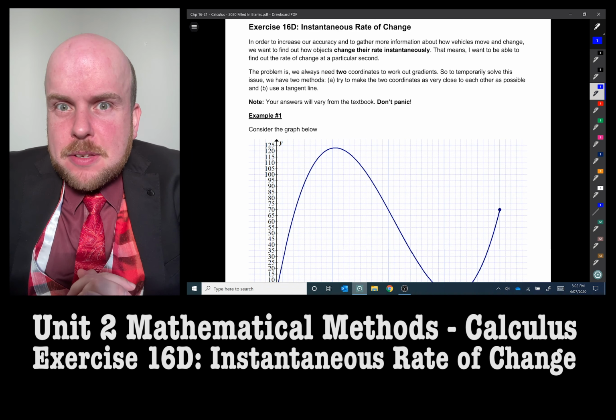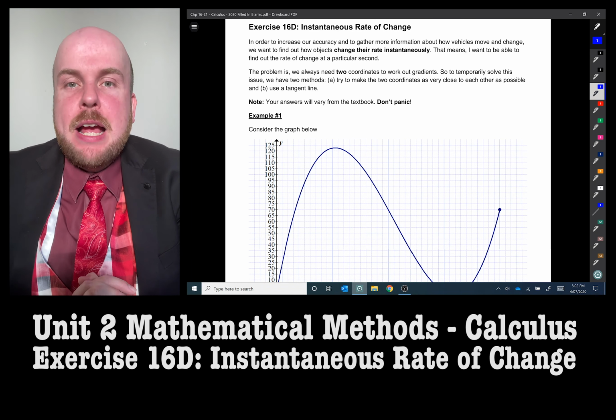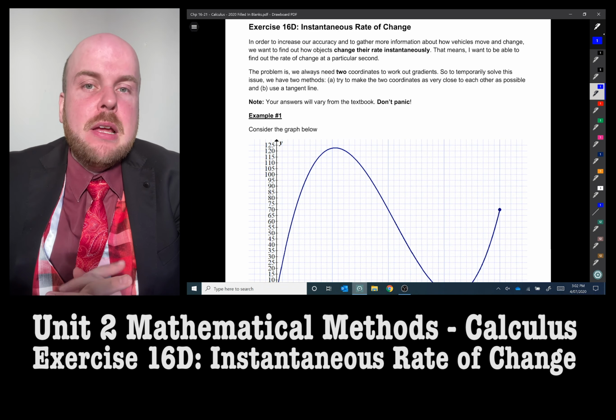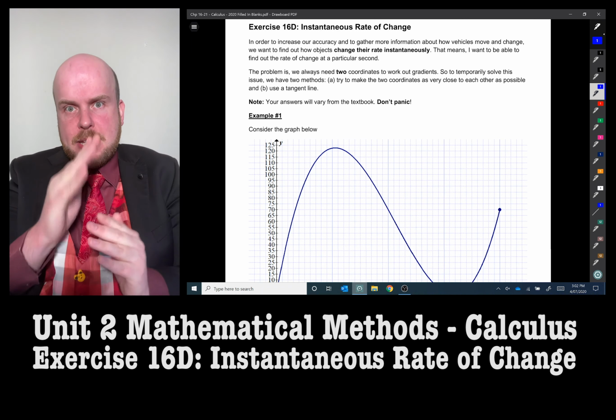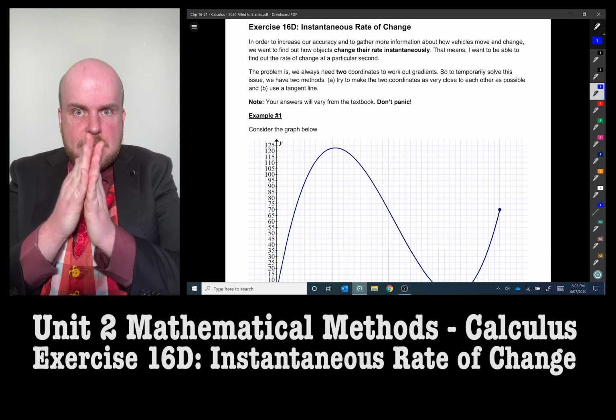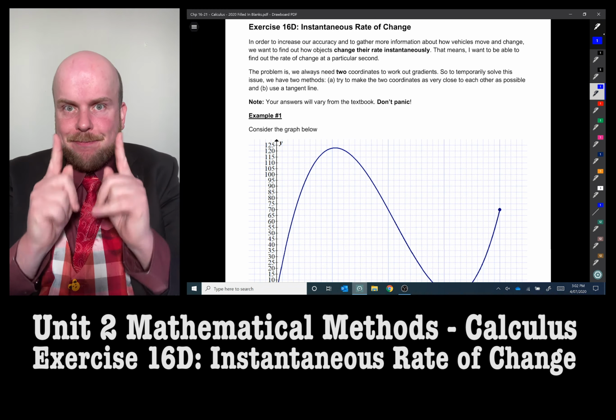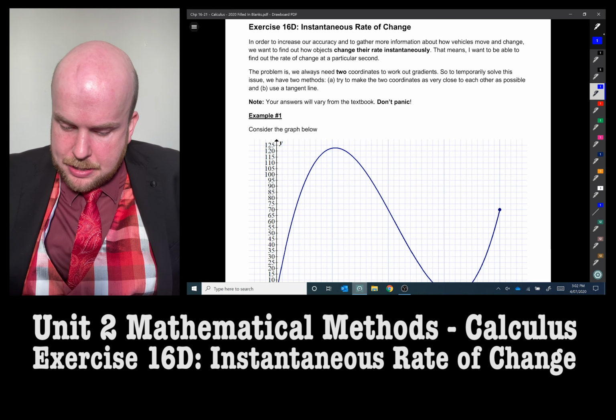That is a fact that will be very, very helpful for you to remember for the rest of calculus. As long as you remember that a tangent line and the point at which the tangent line meets the graph will have the same gradient. Now, let's have a look at this particular business.